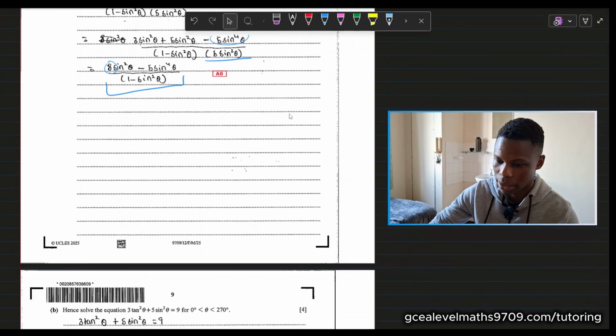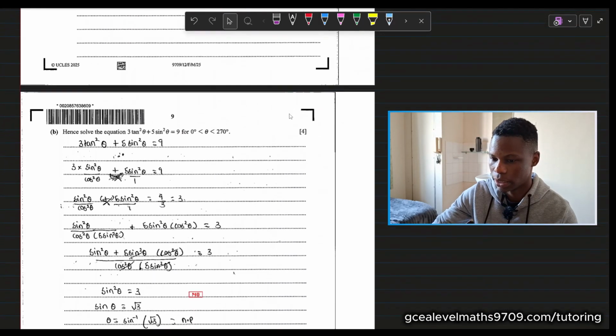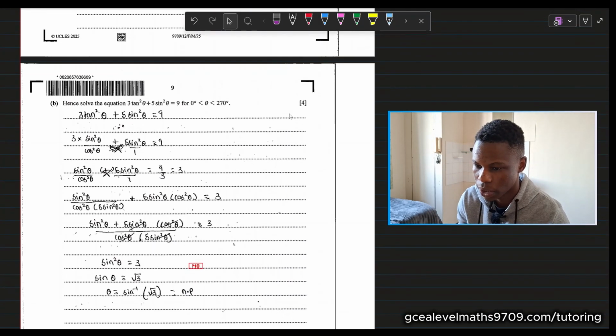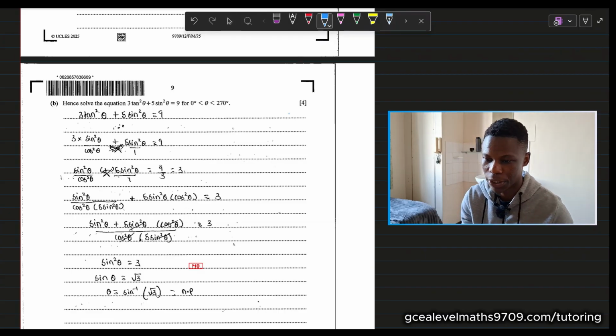Part B, hence solve the equation. Okay, so here we've got 3 tan squared theta plus 5 sine squared theta is equal to 9.